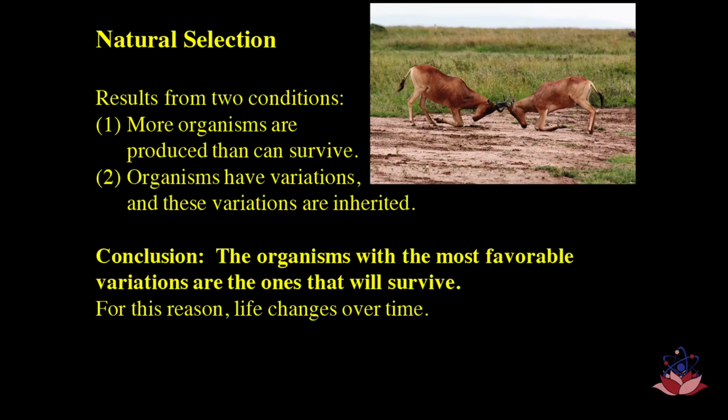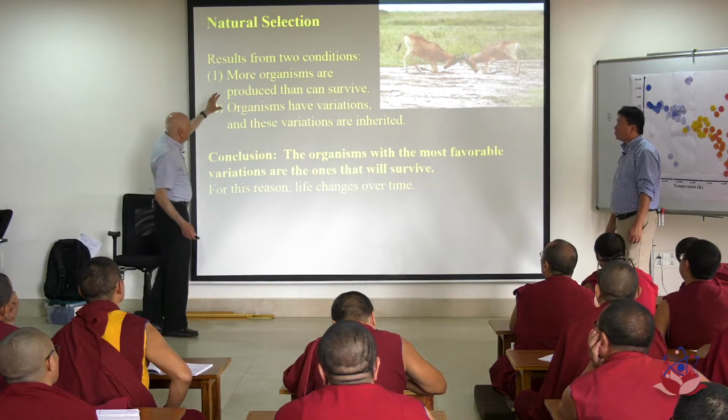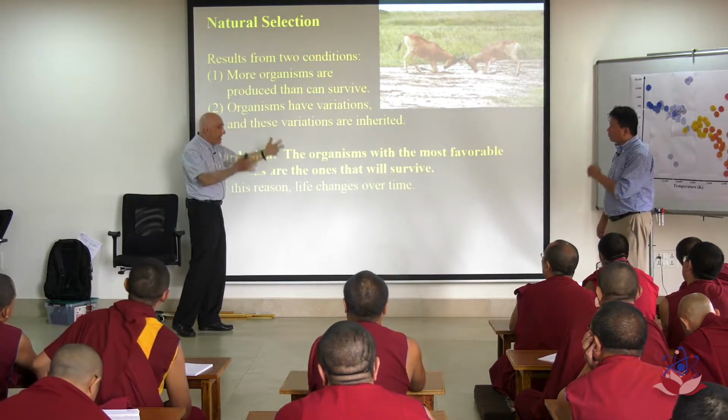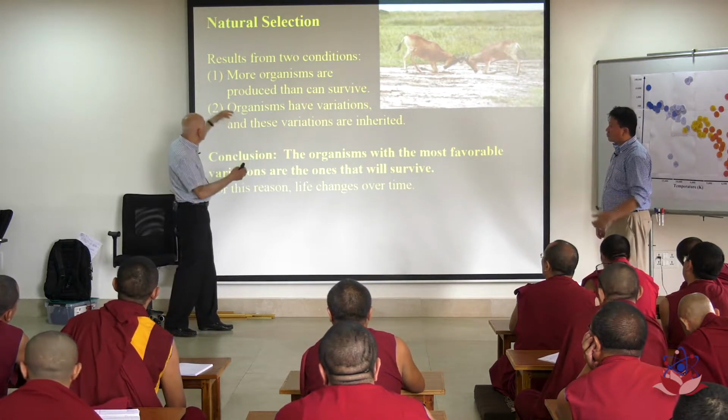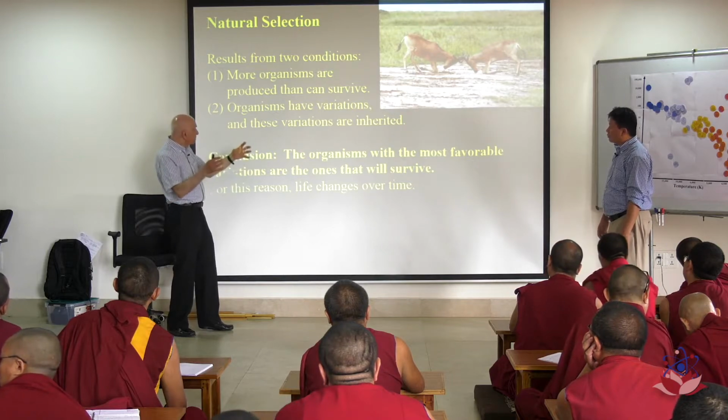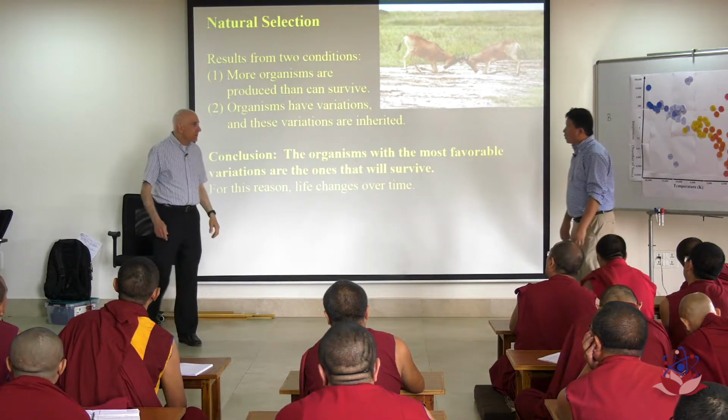There is this process called natural selection, and what happens is we have more organisms produced, more individual animals or plants. More organisms are produced that can survive, so there's competition between the organisms.